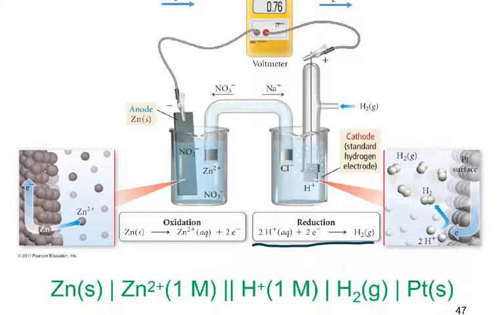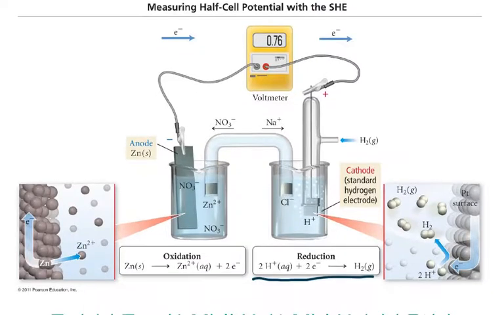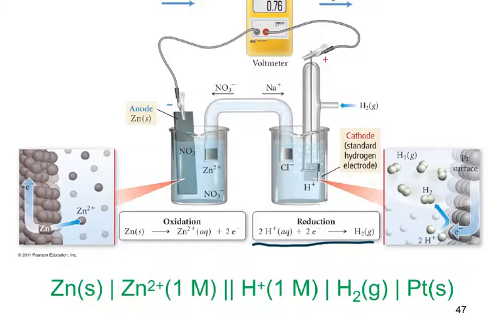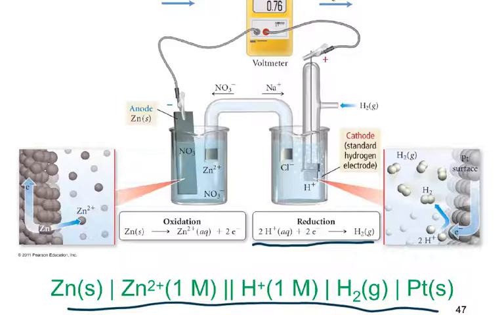So our zinc going to zinc 2 being oxidized there has an oxidation potential of positive 0.76. You can review the notation down here. Notice the straight lines indicating phase changes there, going from H plus to H2 gas.